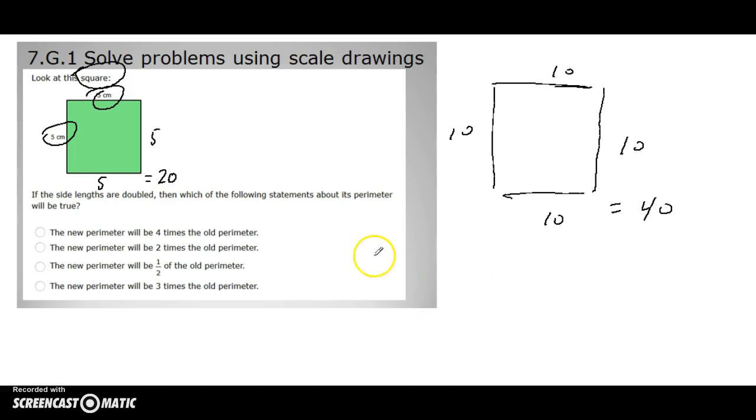Well, let's figure out what's true. It's not 4 times. 20 times 4 is not 40. 20 times 2 is 40. So I think that's my answer. Let's just make sure. 20 times 1/2 would only be 10. And 20 times 3 is 60. So that wouldn't be it. So yeah, the second one would be the answer for us. So like I said, I have to physically work out the problems to compare them.